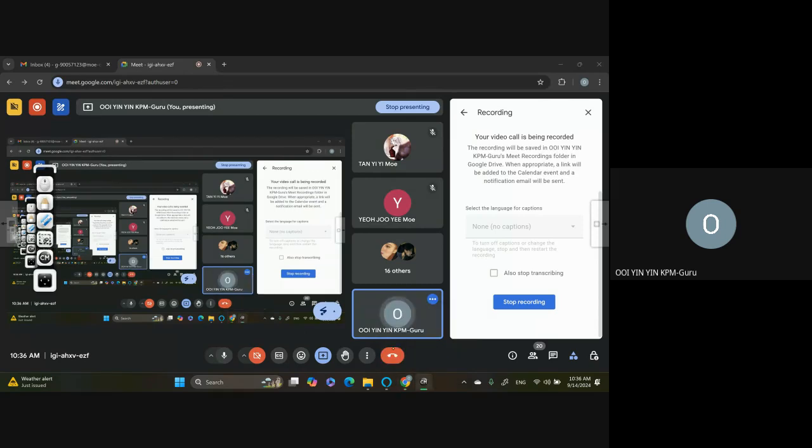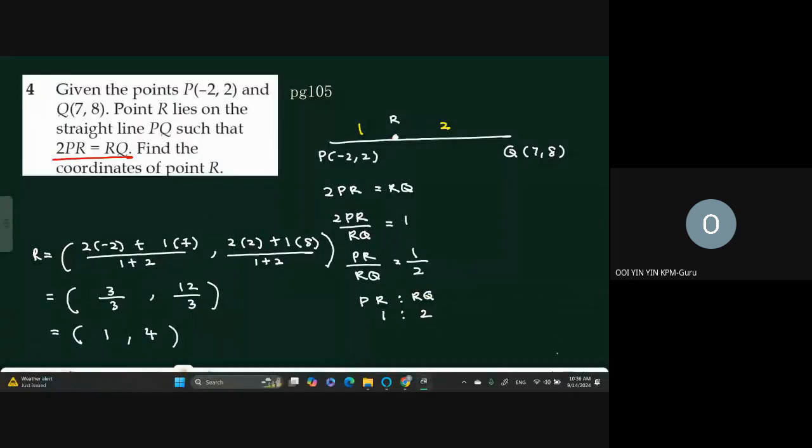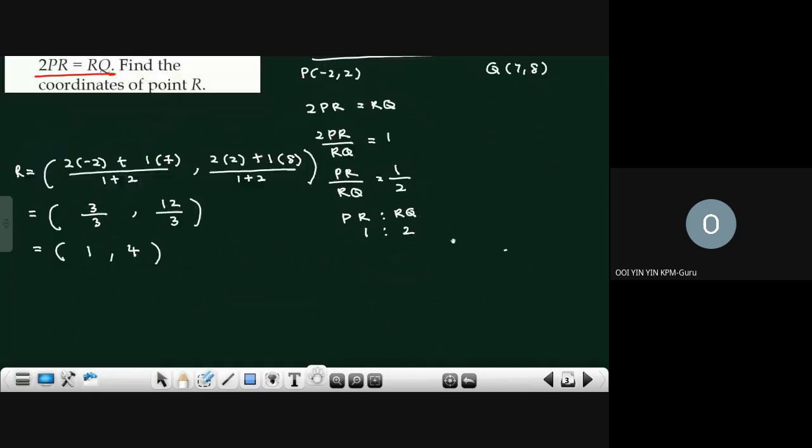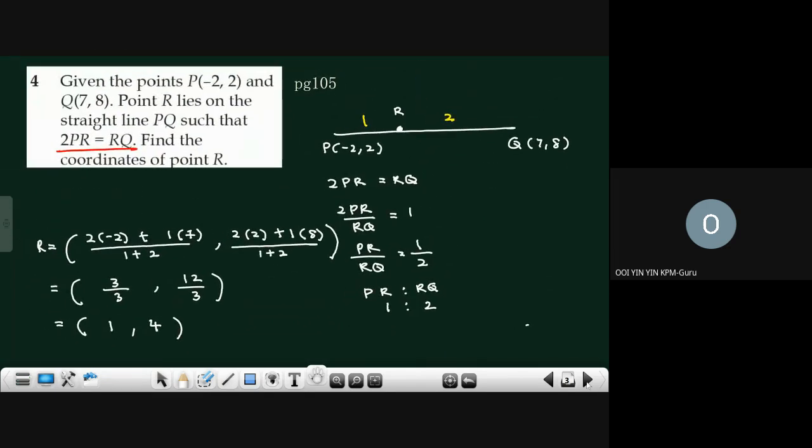Next. I think it should be clear to everyone. Not clear, never mind. Later you can look back at the recording, right?